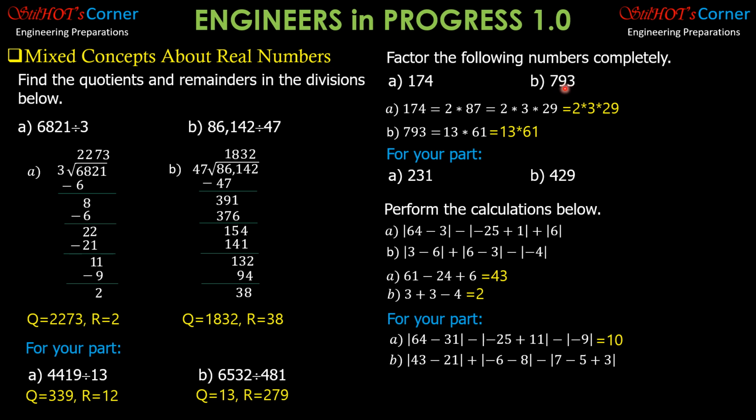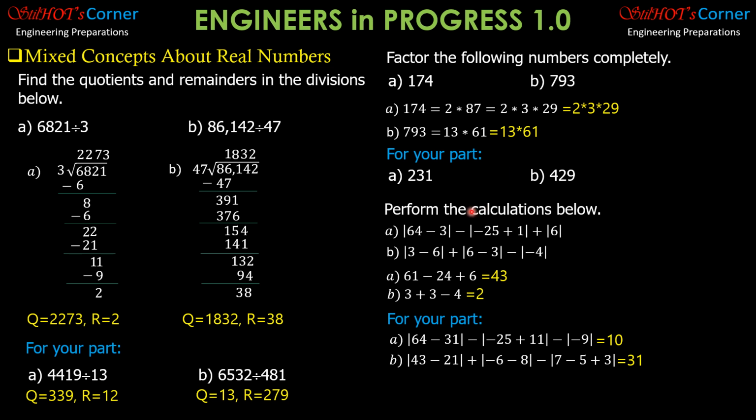The next is 13. 79 divided by 13 is 6. 6 times 13 is 78. 79 minus 78 is 1. Bring down 3, 13. 13 divided by 13 is 1. So it is divisible by 13. So 793 is 13 times 61. And 61 is a prime number, so that's already the complete factored form. So 793 is 13 times 61.